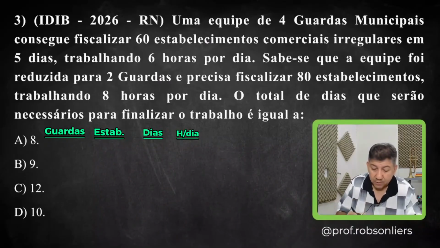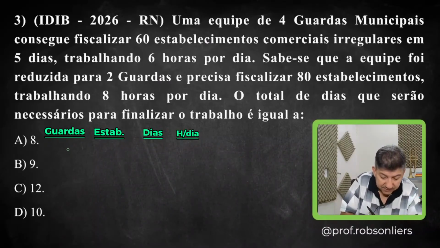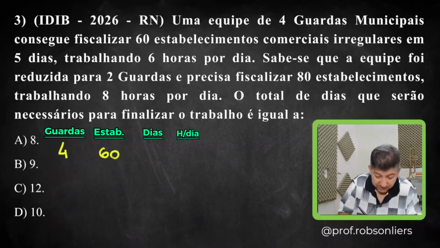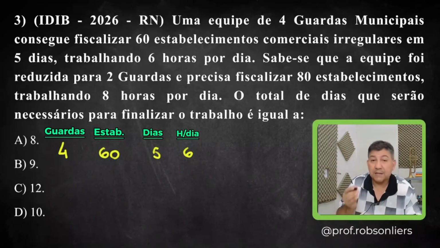Let's go. A team of 4 municipal guards. I'll put it here. 4 guards. Inspect 60 establishments. I'll put 60 here in 5 days. Here, days. 5 days. Working 6 hours per day. I'll put 6 here. We know that the team was reduced to 2 guards.